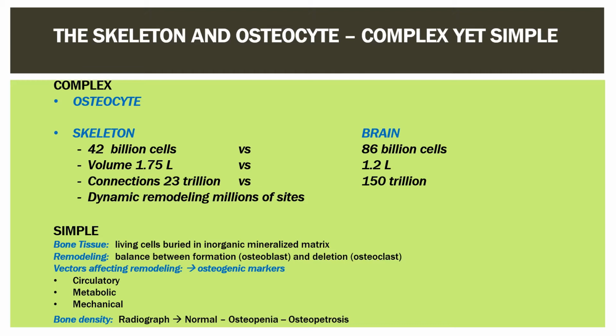Bone tissue consists of living cells enmeshed in one inorganic mineralized matrix, subserved by the osteocyte. Remodeling of bone involves a balance between two cell types, formation by the osteoblast and deletion by the osteoclast. There are three vectors that control the balance of remodeling: circulatory, metabolic, and mechanical, with the latter being predominant. The advances made in the references relate to osteogenic markers, the final common pathway acting within the three cell types, blast, clast, and cyte, to affect change.